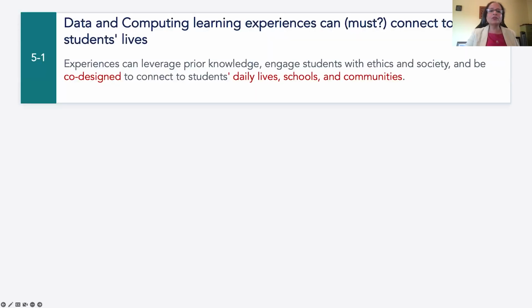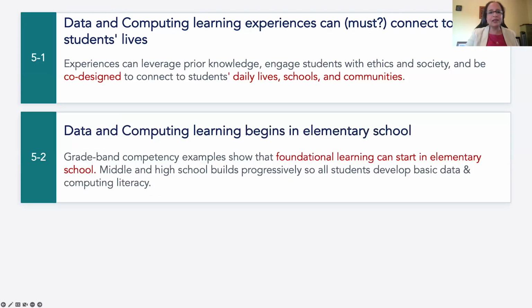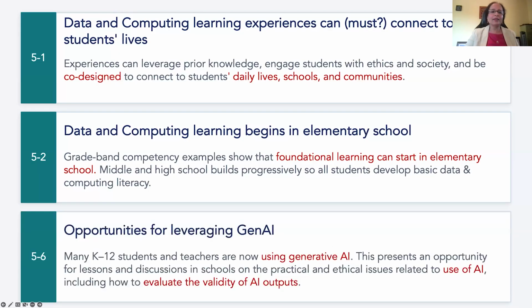A few key conclusions from this chapter are that learning experiences must connect to students' lives. Learning must begin in primary school or elementary school. And interestingly, there are opportunities for leveraging generative AI. Given that it's already in classrooms, how might we leverage it for talking about some of these competencies, but also talking about use of AI, evaluating validity of AI outputs, etc.